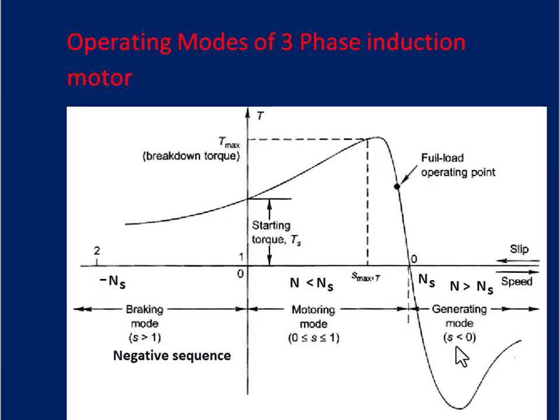So under this condition, slip is less than 0, that is slip will be negative, and it generates the power and supplies the power back to the mains. Similarly, slip direction is also like this. It will be minus. Less than 0 means it will be minus.